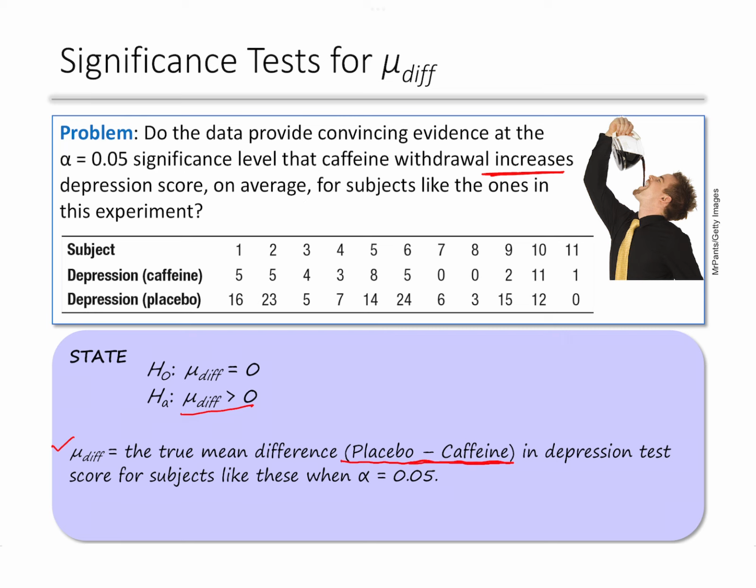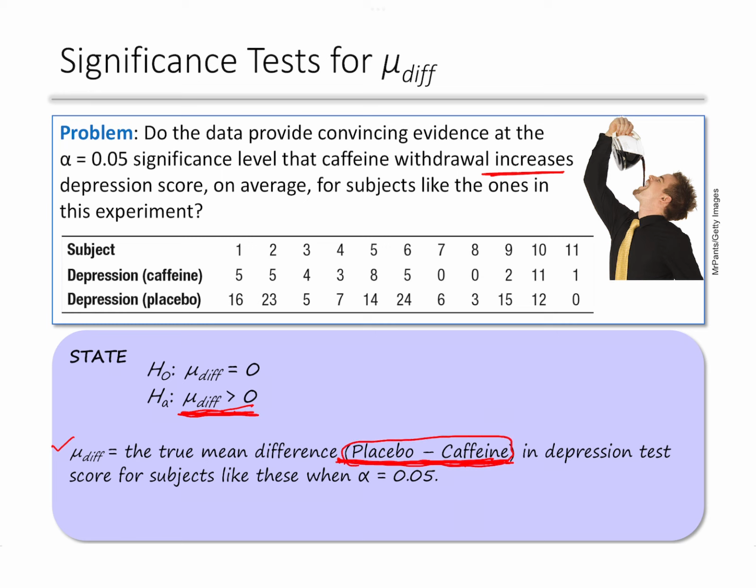What order are you subtracting in? The order you subtract in makes a difference on what goes into this alternative. Because I want withdrawal to increase depression, that means I want placebo to be bigger than caffeine, which is my greater. So if you did caffeine minus placebo, that changes this to a less than sign. Doesn't make your test wrong, but I need to know which way your subtraction is working in depression test scores for subjects. Then this also tells you how to find your data.